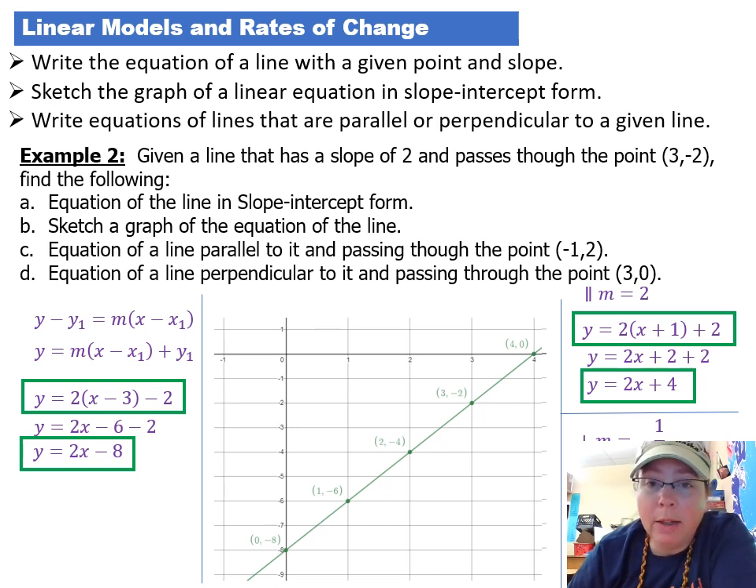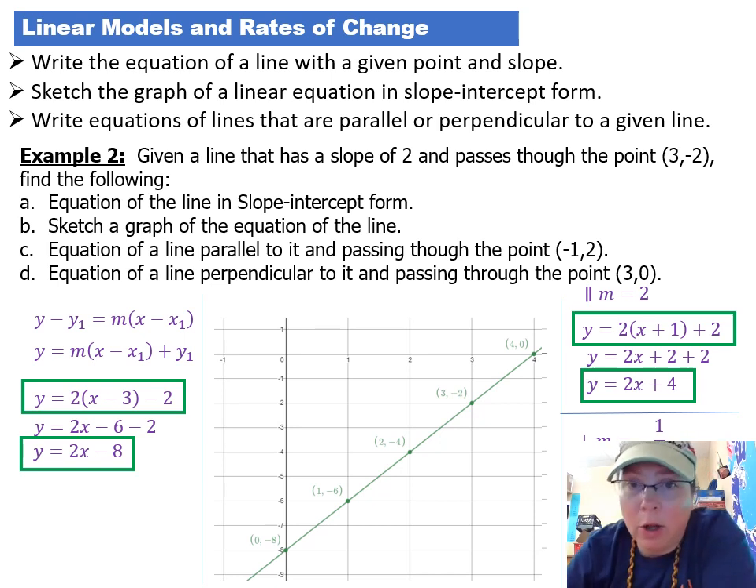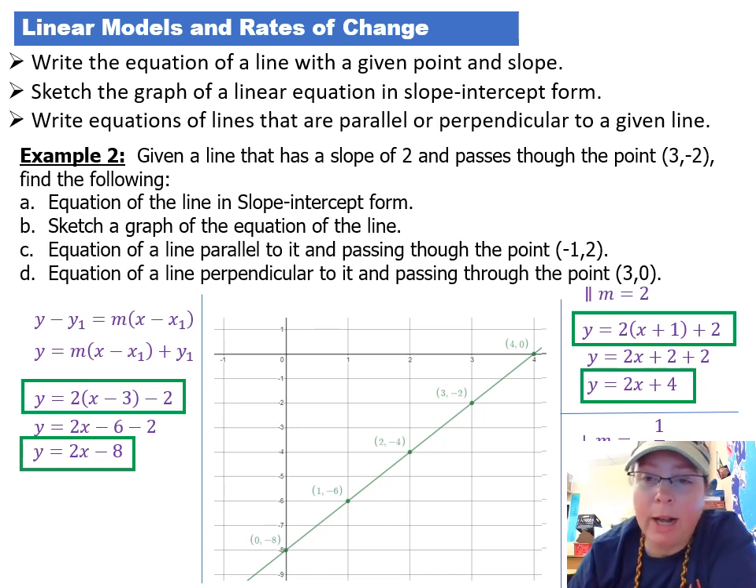For perpendicular, we take the slope of 2, flip it, which is 1/2, change the sign, negative 1/2, there's our perpendicular slope, and we repeat the process. This time though, we're going through the point (3, 0). Right there, we've got the point-slope form. Simplifying for the slope-intercept form, distributing negative 1/2 times x and negative 3 gets us negative 1/2 x plus 3/2.